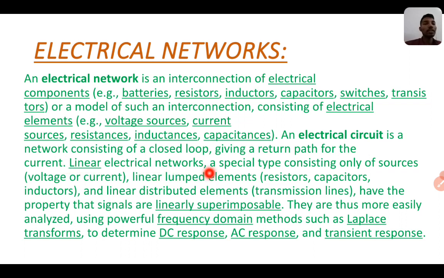Linear electrical networks, a special type consisting of sources, voltage or current. The linear lumped elements: resistors, capacitors, inductors. The linear distributed elements, transmission lines, have the property that signals are linearly superimposable. They are thus more easily analyzed using powerful frequency domain methods such as Laplace transforms to determine DC response, AC response, and transient response.